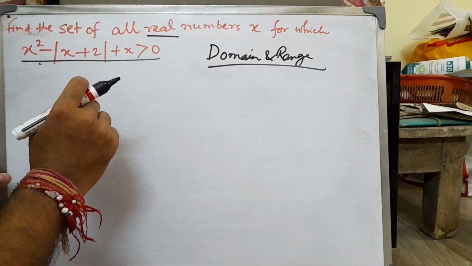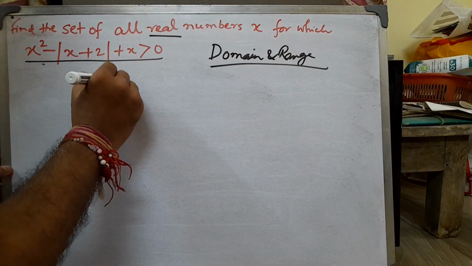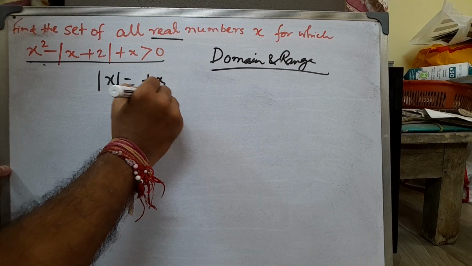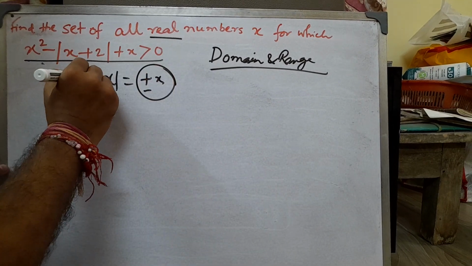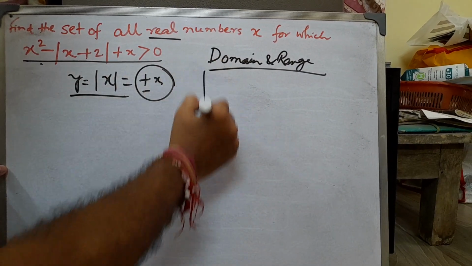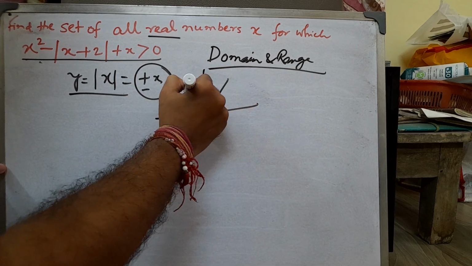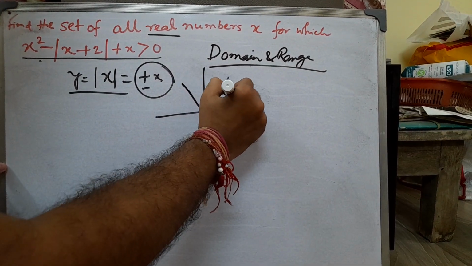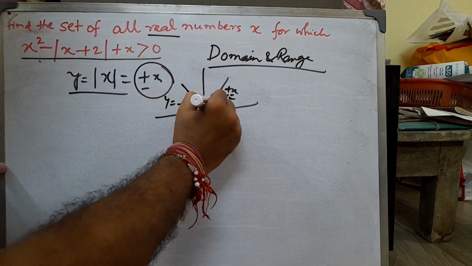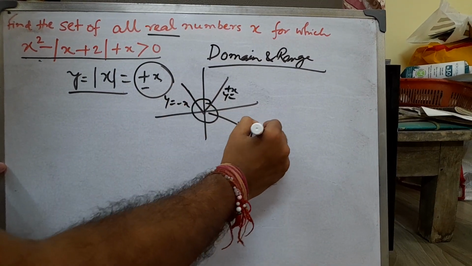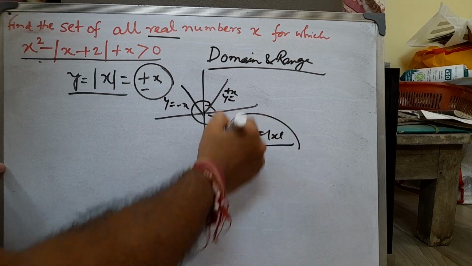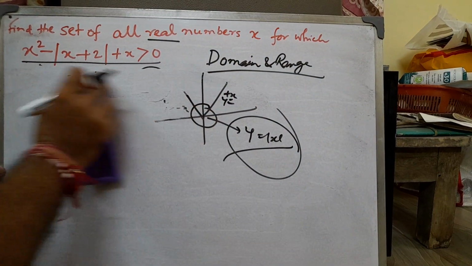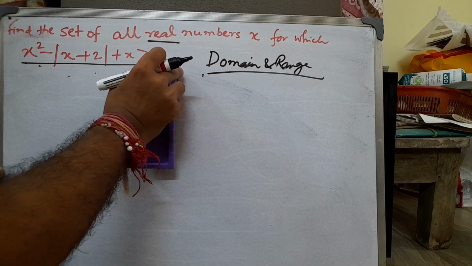Okay, so you know that mod x means plus x and minus x. y is equal to mod x. Okay, the curve is in this way. This is y is equal to plus x and y is equal to minus x. That is the curve of y is equal to mod x. You must first clear those things. Okay, so let's come to the topic first.